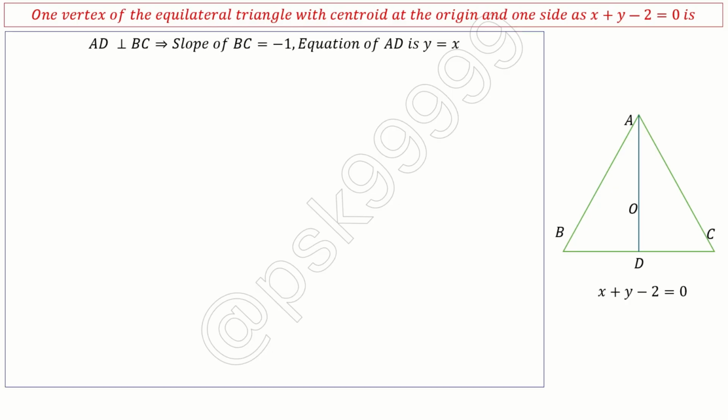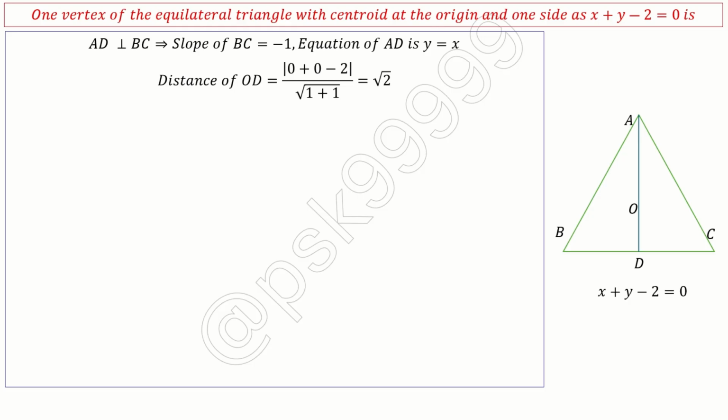So let's find out. AD is perpendicular to BC, because in an equilateral triangle, the circumcenter, orthocenter, and incenter are all the same. So I can say AD is perpendicular to BC. From that I can get the equation of AD. The equation of AD is the perpendicular slope of x plus y minus 2 equal to 0. The slope of BC is minus 1, so the slope of AD will be 1, and it is passing through origin 0 comma 0. So the equation of AD is y equal to x. Okay, so far it's clear, right?